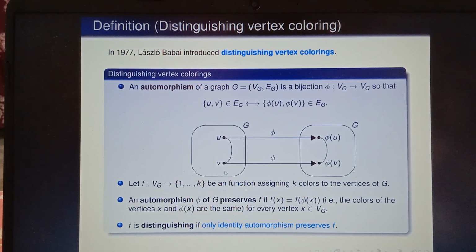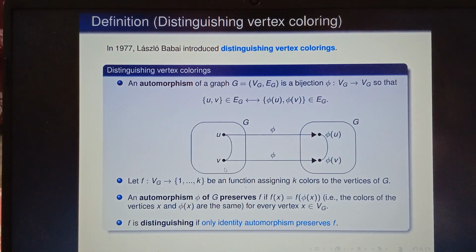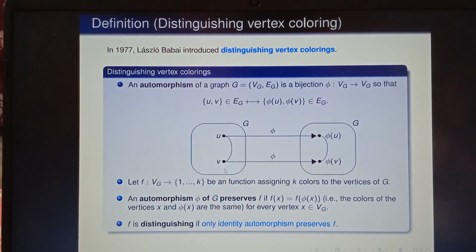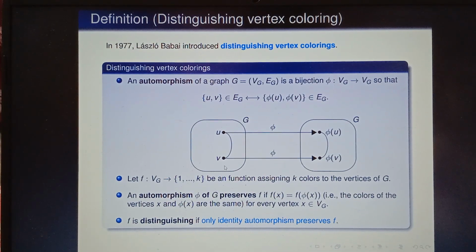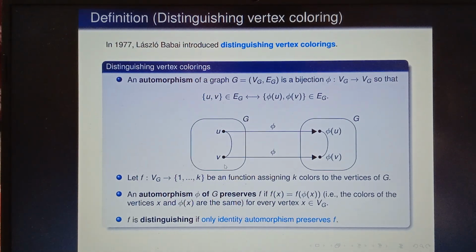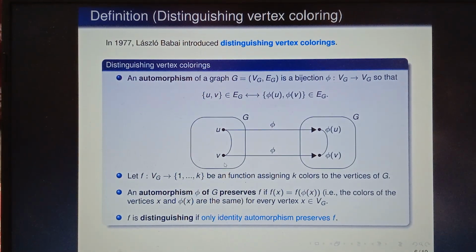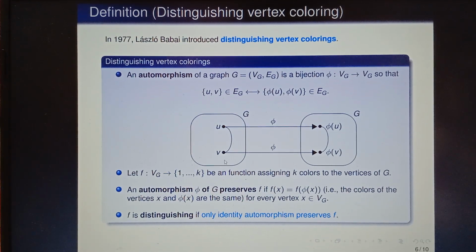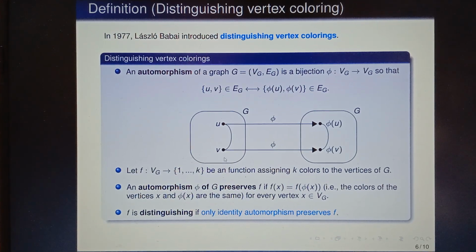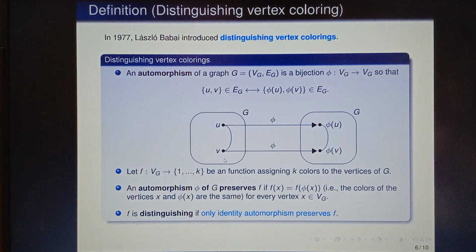Now let f from the vertex set V(G) to a set of colors 1 to k be a function assigning k colors to the vertices of G. An automorphism φ of G preserves f if f(x) equals f(φ(x)). That is, the colors of the vertices x and φ(x) are the same for every vertex x in the vertex set V(G). Next, f is distinguishing if only the identity automorphism preserves f. So this is how we define the distinguishing vertex coloring.